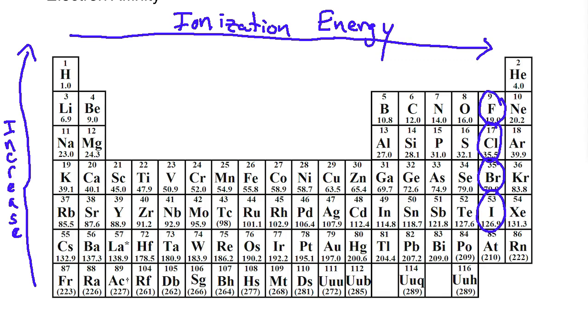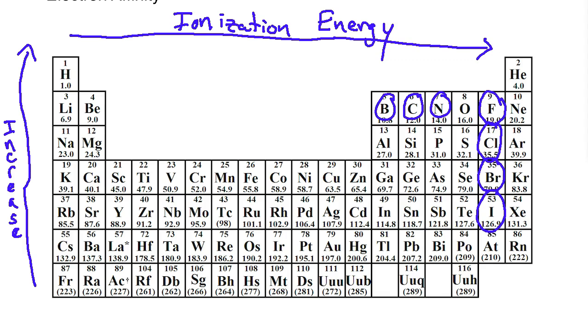Now when I'm coming across here, so let's say that I'm looking at boron and carbon and nitrogen. As I'm coming across, this is saying that it's going to be more difficult to remove an electron from carbon than boron, and it'll be more difficult to remove from nitrogen than it will be from carbon. Now, the reason for this is the effective nuclear charge, because carbon holds on to the electrons a little bit tighter than boron does, and nitrogen holds on to the electrons a little bit tighter than carbon does.